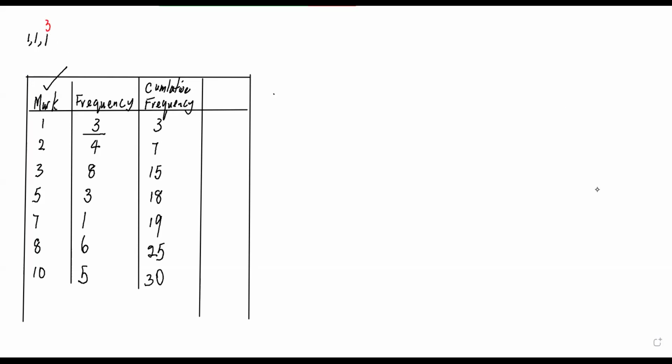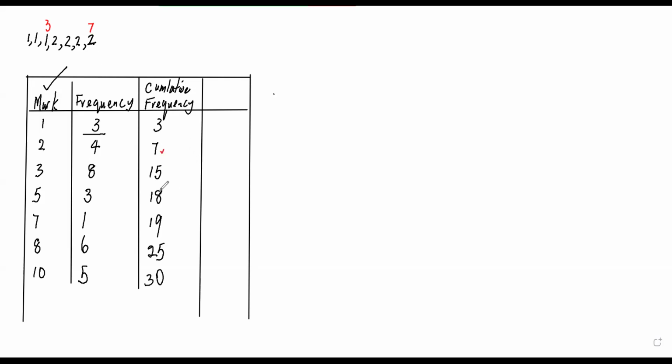How many 2s do we have? 4 twos. 1, 2, 3, 4. There are 4 twos. A total of how many numbers do we have for the first marks? 7 numbers.